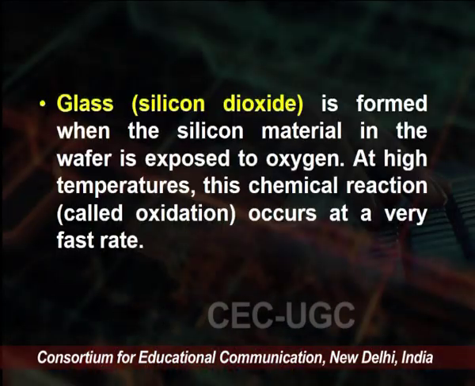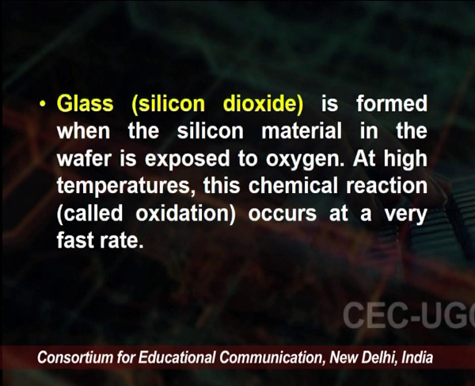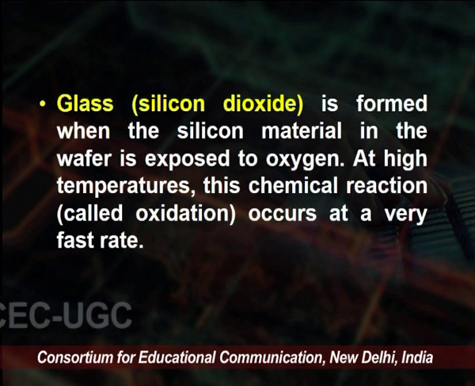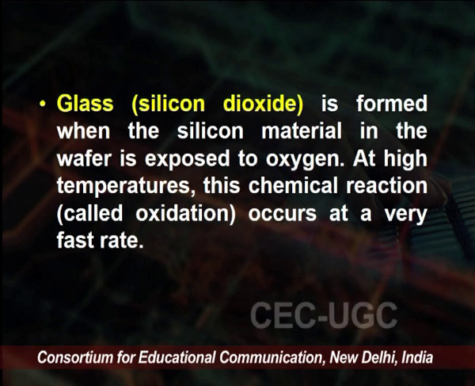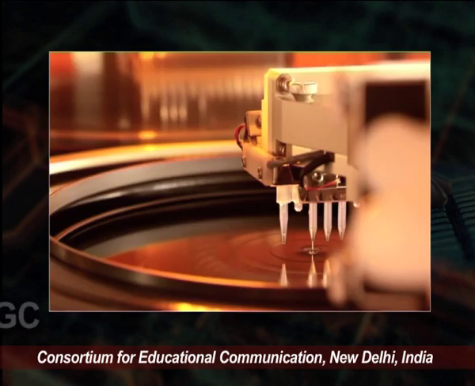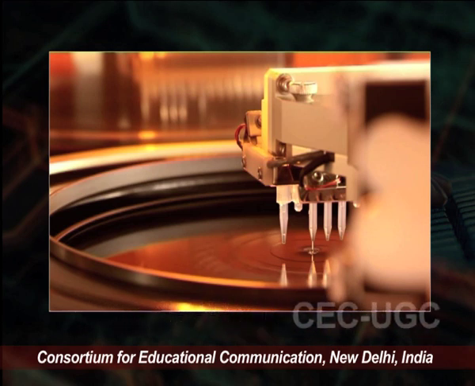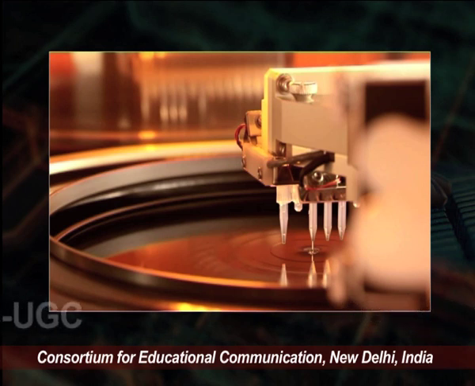Glass, silicon dioxide, is formed when the silicon material in the wafer is exposed to oxygen, and at high temperature this chemical reaction, called oxidation, occurs at a very fast rate. You see, this is the method through which we do the photolithography, and through this a layer will be developed.